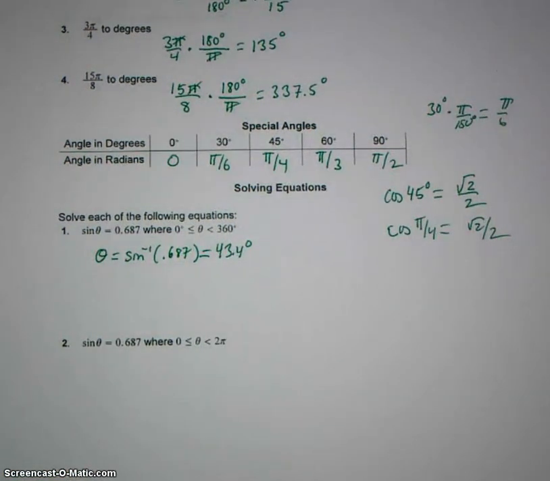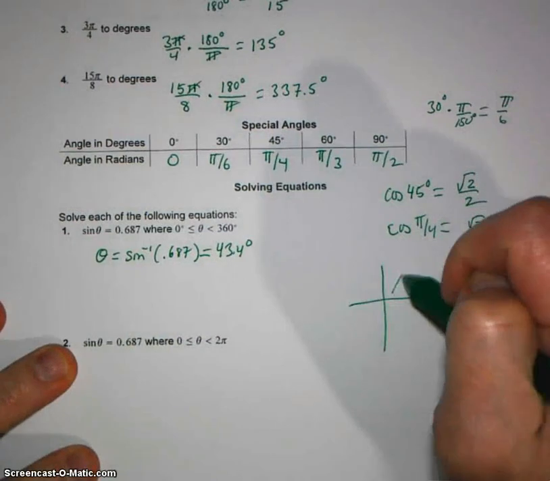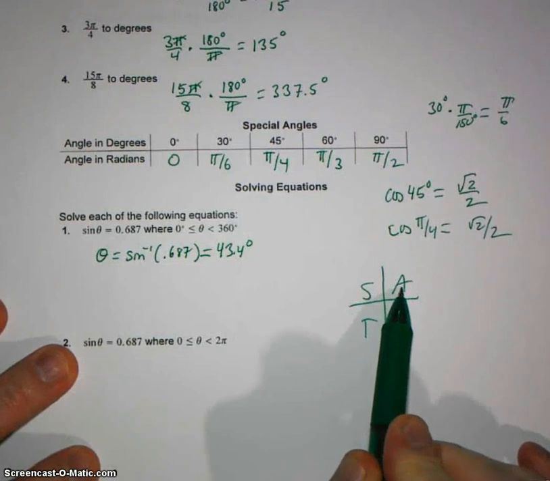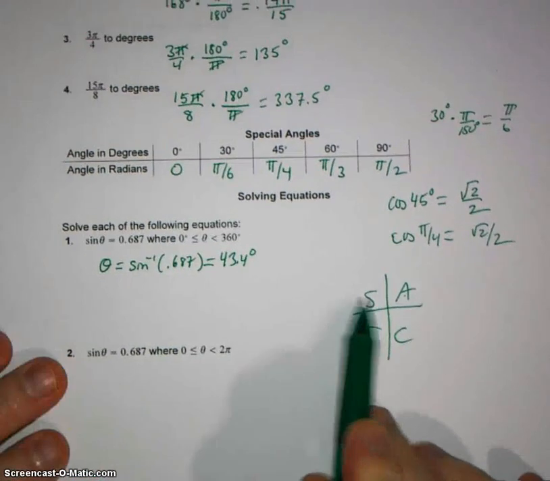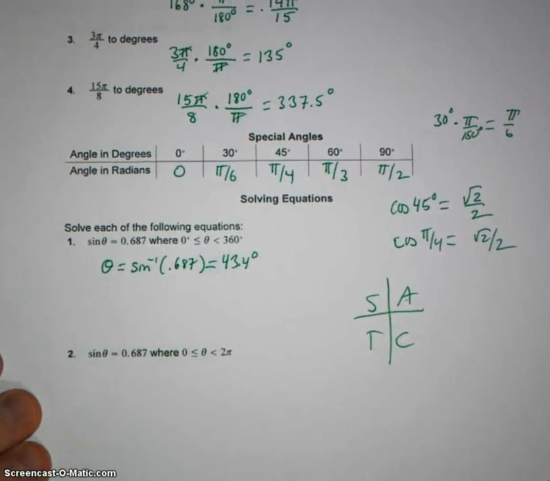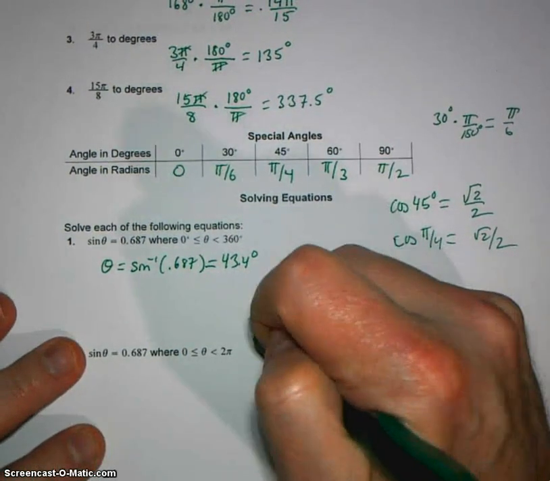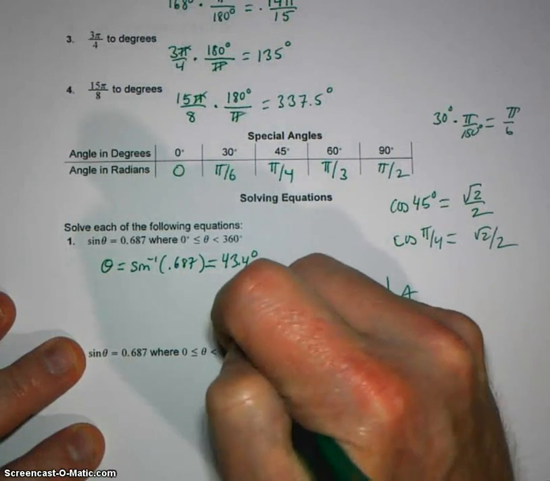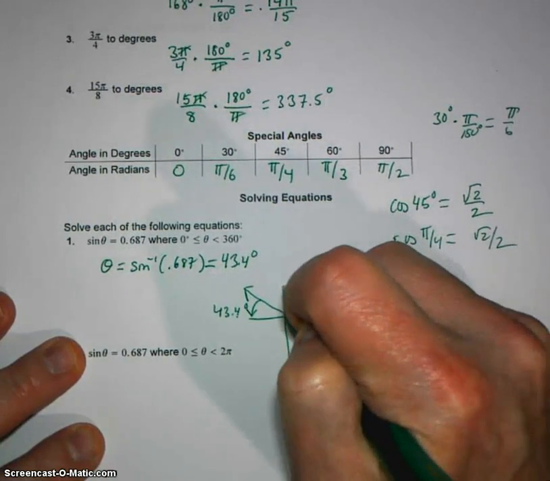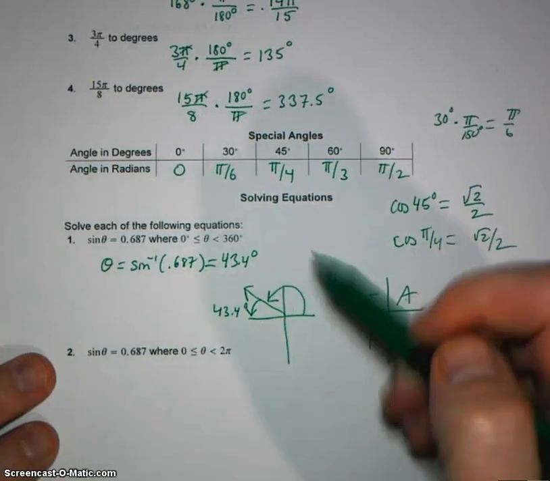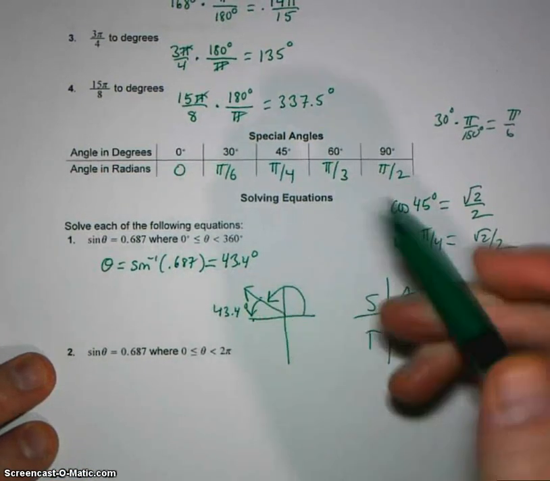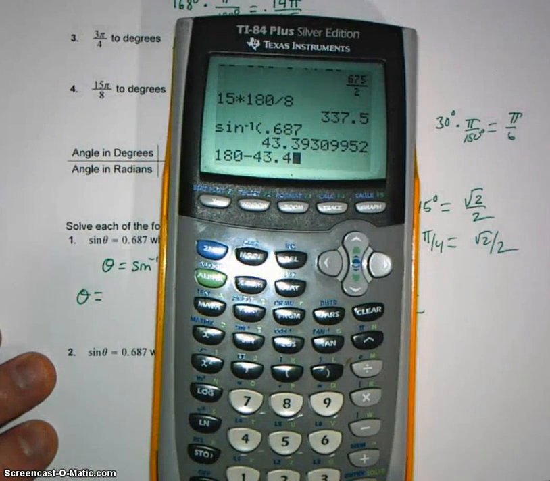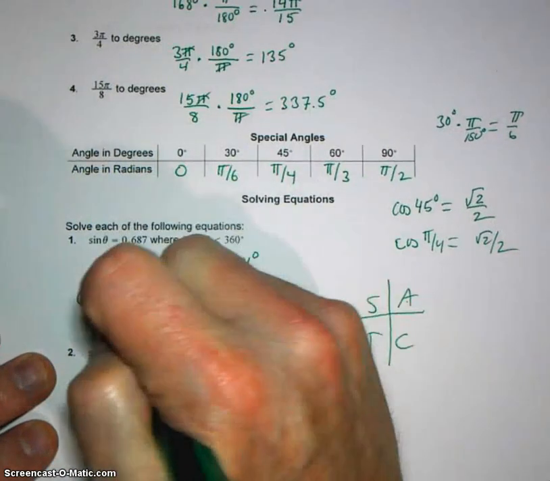Now remember, that's not the only answer. Remember, we've got this chart that we've been using. We know sine is positive in the first quadrant because all things are positive in the first quadrant. Sine is also positive in the second quadrant. So I need to come up with an answer in the second quadrant. Our reference angle is here, 43.4 degrees. We need that angle. So we take 180 degrees and we subtract 43.4 degrees. 180 minus 43.4 is 136.6 degrees.